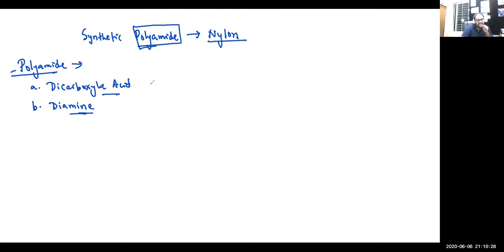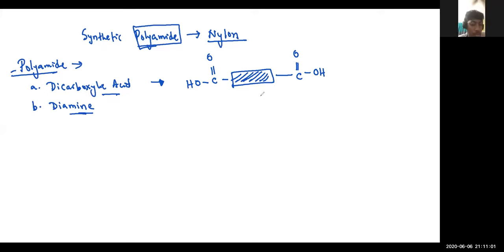So, how will the dicarboxylic acid look? We'll have an acid group here, a box or whatever it is. We'll have a C double bond OOH, and a C double bond O. Does it bother us if there's a box at the center? No, sir. Why? Because they don't take part in the reaction. They do not participate in the reaction, so it doesn't matter.